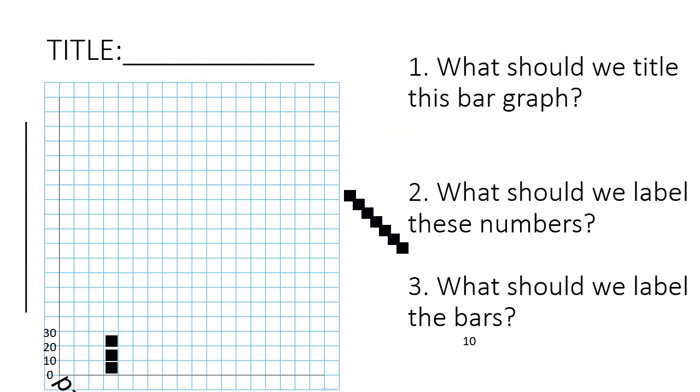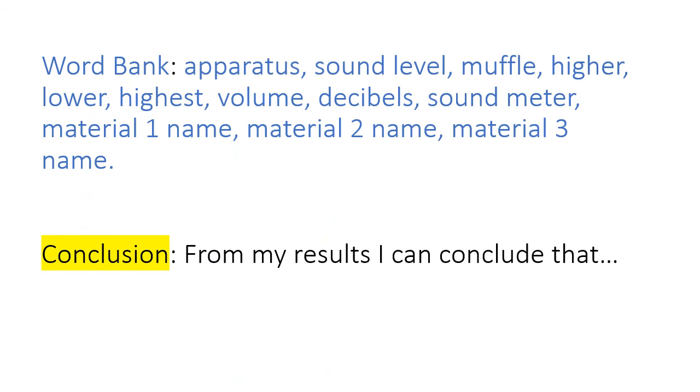And then we could plot our results on a graph, bar graph. So you could think about what could be the title of the bar graph, what could we label the numbers, and what should we label the bars. Here are some very important words you need to know if you want to write a conclusion about sound, muffling sound.